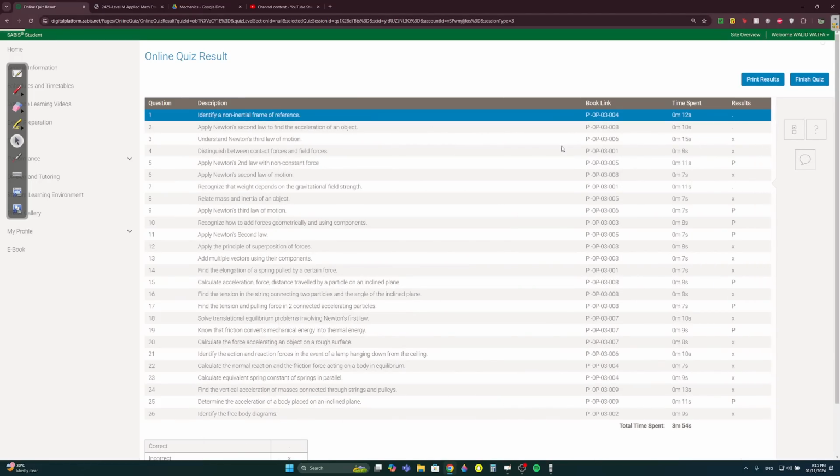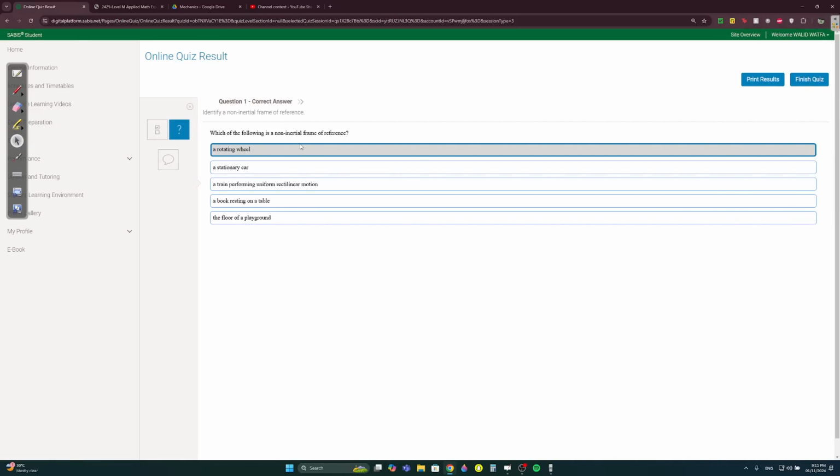Okay, so let's start. Which of the following is a non-inertial frame of reference? An inertial frame of reference is anything that's not accelerating. Non-inertial, yeah, it's accelerating. Stationary, is it accelerating? No. Frame performing uniform rectilinear motion means there's no acceleration. Velocity is constant. So it's inertial. Non-inertial means it's accelerating. If it's inertial, it's not accelerating.